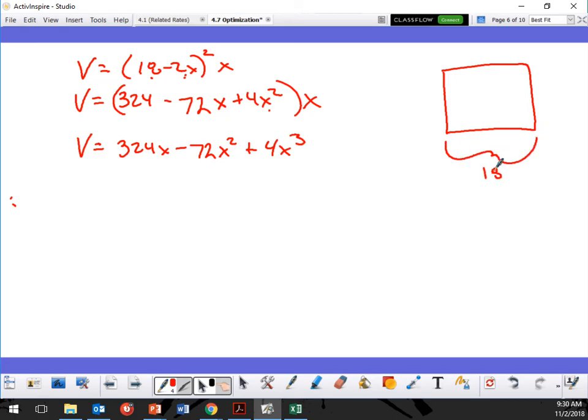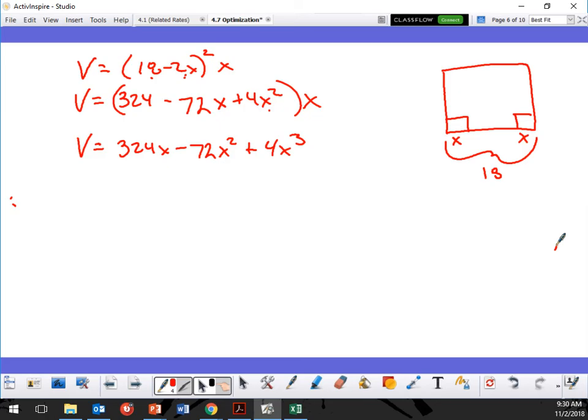And then I'm cutting out here, cutting out here. I got x, x. So that means, what could I have? Logically, think about it. It would have to be less than 18 on the side, and greater than 0.